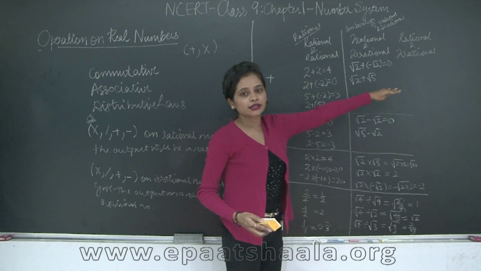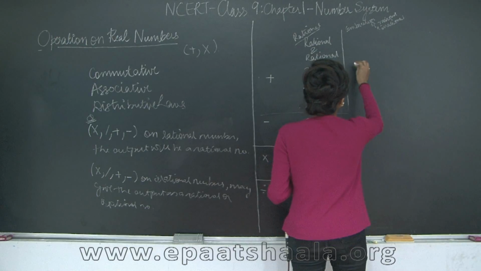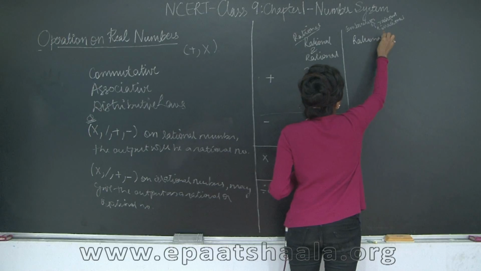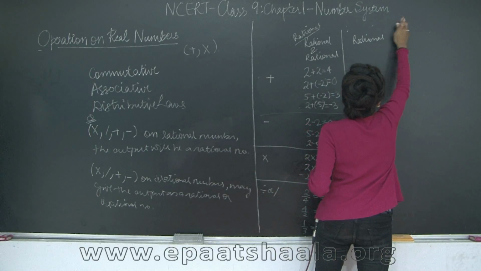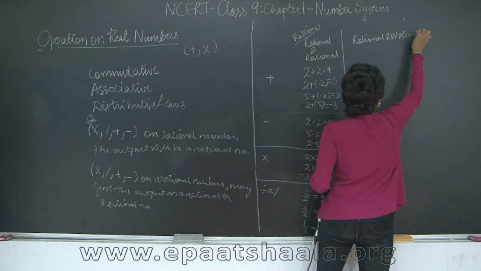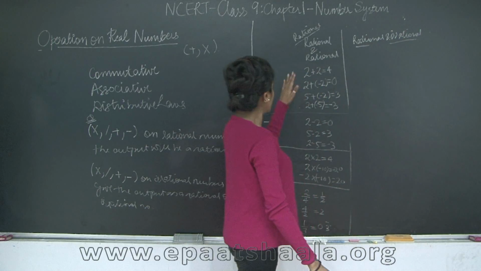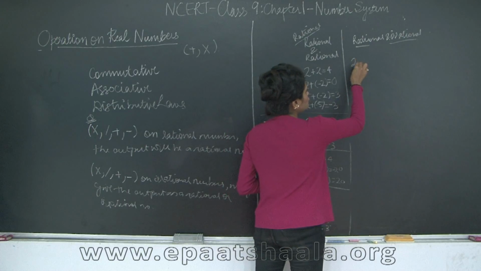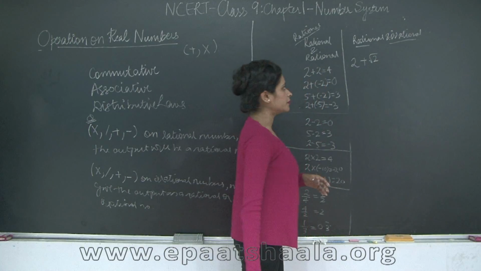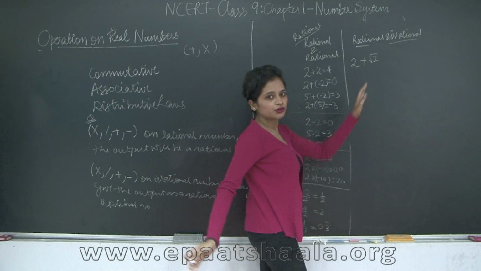Now let us take a look at rational and irrational. I am erasing this side. So I am going to take rational and irrational numbers. Now for addition. So if I take 2 as my rational number and root 2 as my irrational number, you can't add them because this is apple again and this is banana. So you leave it as it is.